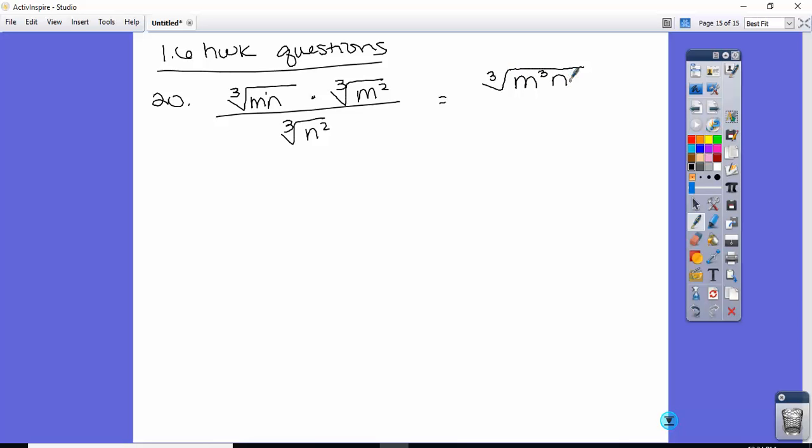And we have an n over the cube root of n squared. Okay, from here, we have to deal with a couple things. We need to reduce our radicals, and we also have to get the radical off the denominator. Currently, on the denominator, we have 2 n's. How many do I need before I can pull it out from the radical? 3. So I need 1 more. So I'm going to multiply top and bottom by the cube root of n.